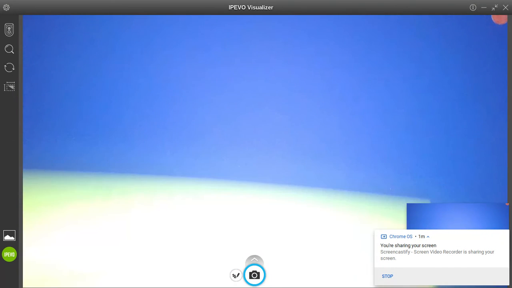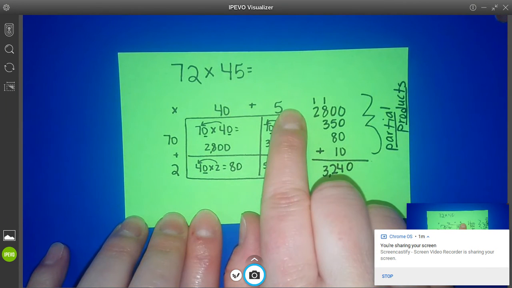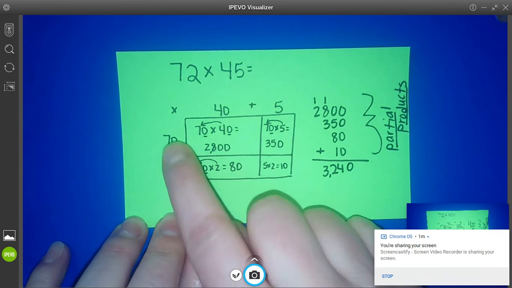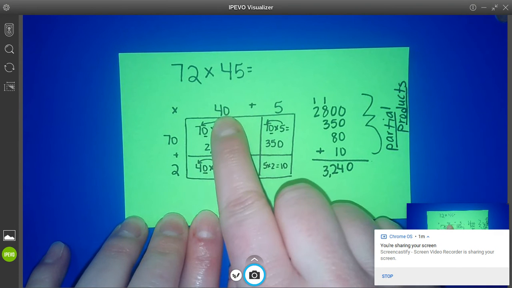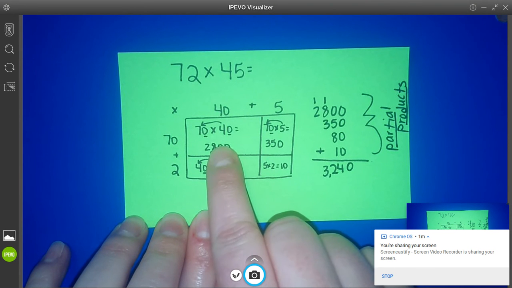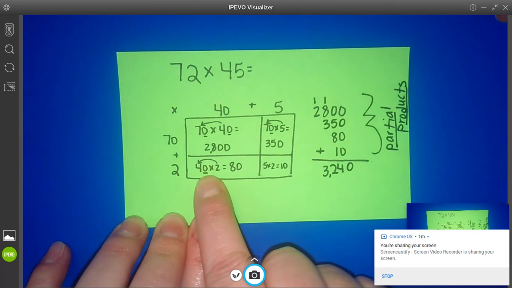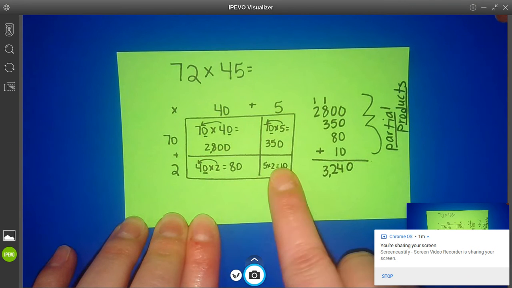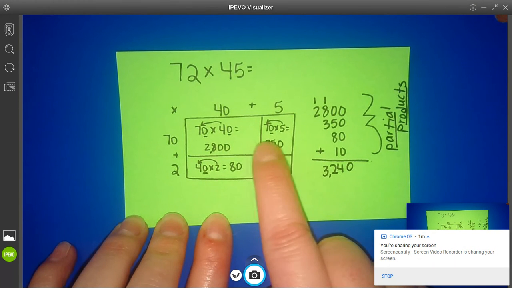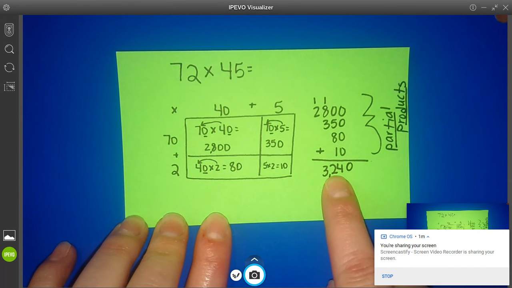Our third strategy, this should be very familiar, is the distributive property. Okay, so here I have my 45 times 72. So I take my tens times my tens, because really that's 70 and that's 40, to get my partial product, 70 times 5. Then you have your 2 times 40 plus your 2 times 5. So of course, now you take your 4 partial products, add them to find your total product.